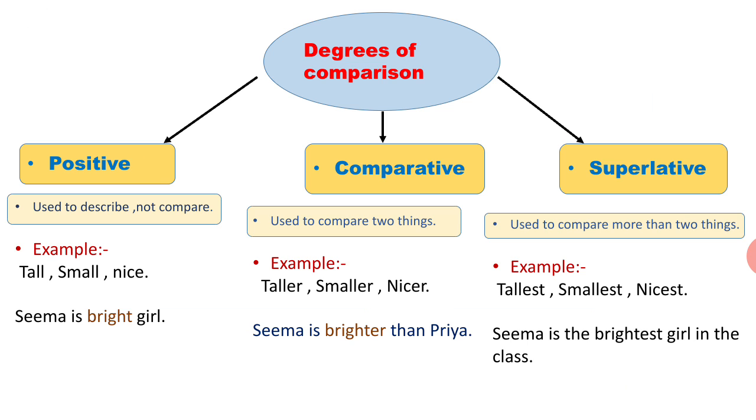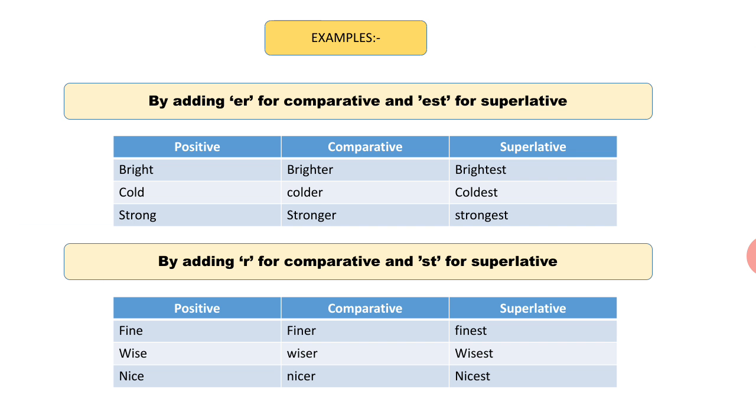Okay, I hope you understood positive degree, comparative degree and superlative degree. Now we will see the examples of comparative and superlative degree. So dear students, please remember positive degree can be converted into comparative and superlative by adding ER for comparative and EST for superlative. So bright will become brighter. So I have used ER for brighter, and EST for brightest. So bright, brighter, brightest, cold, colder, coldest, strong, stronger, strongest.